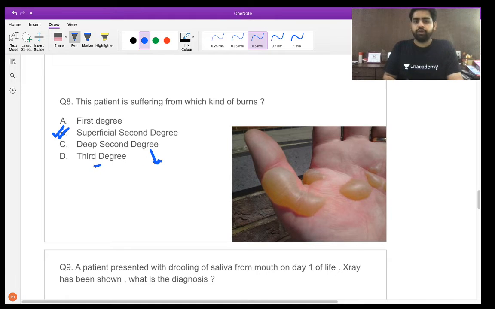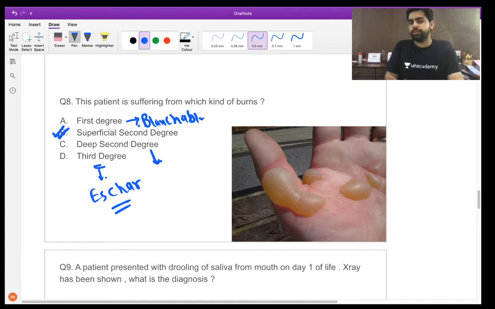What about the third degree burns? What is the characteristic thing about third degree burns? You get no pain. Please understand, scar is a feature of third degree burn. You don't get scar in the second degree burn. Scar you get in the third degree burn. And in the third degree burn, you don't get any pain. What about the first degree burn? You don't get any other lesion. All you get is a blanchable erythema.